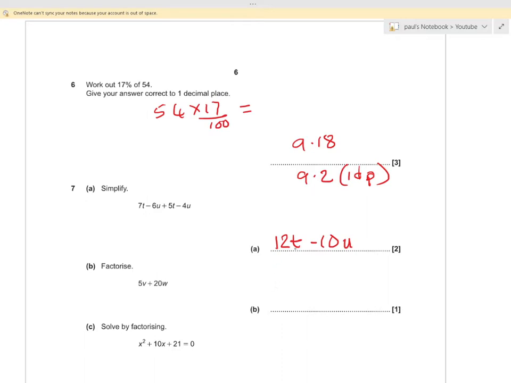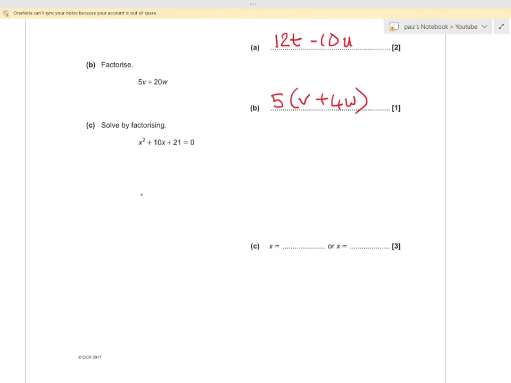It doesn't ask us to factorize. Do we need to? We don't need to really. Factorize. Here we factorize this one. So we can take a 5 out of there, and we can have v plus 4, 5s are 20.